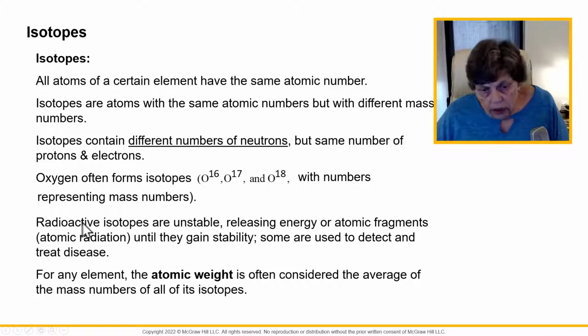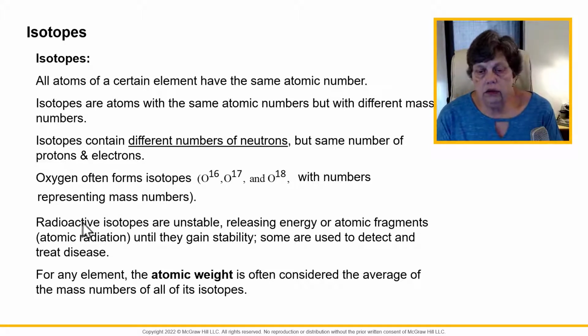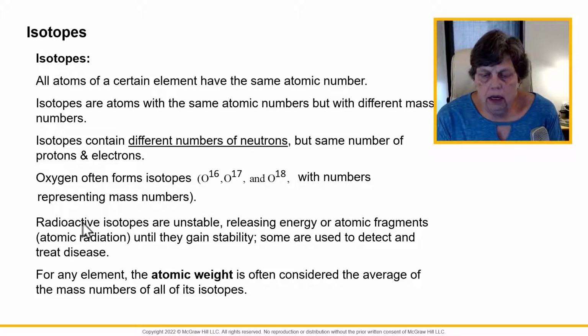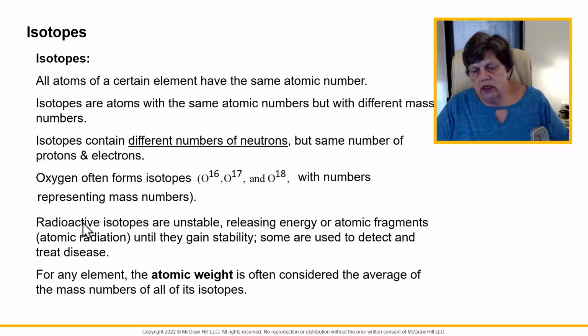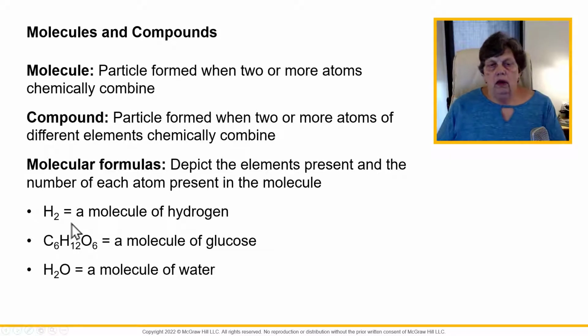All right. Radioactive isotopes are not stable. They will release energy in the form of radiation until they lose those particles until they get to a stable form. All right. So sometimes you'll hear the term atomic weight, and that is just basically where you average all the mass numbers that a particular element can have, and you take that average, and that is their atomic weight. All right. So those are the elements.